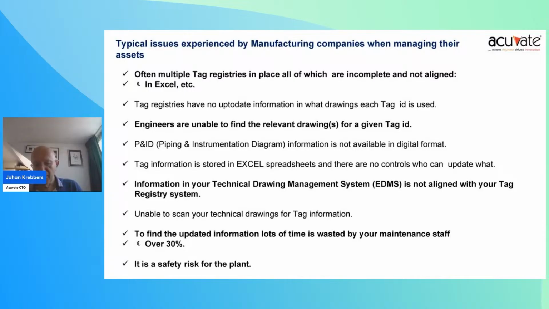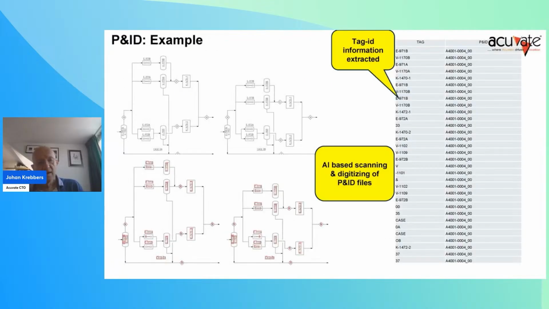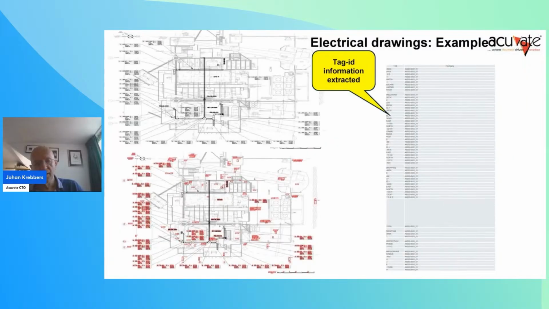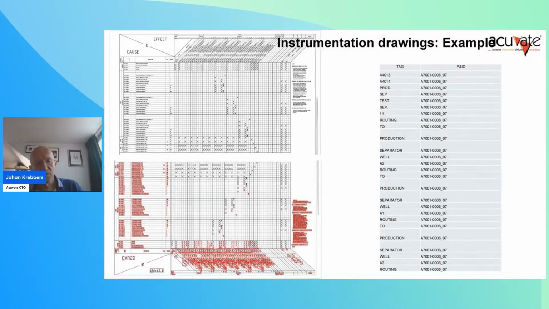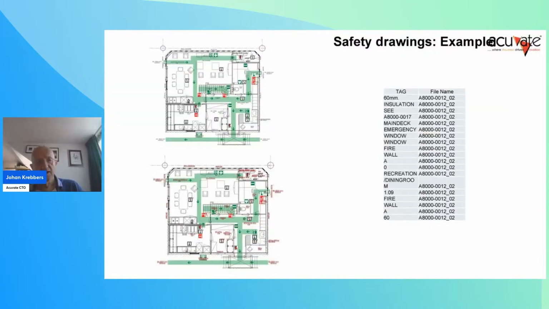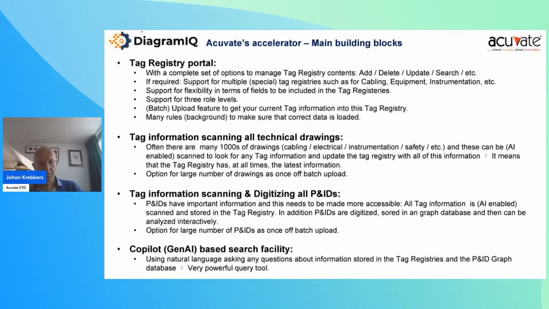So therefore, we have developed what we call Diagram IQ, another accelerator. And here are examples of these drawings. This is a P&ID drawing, piping instrumentation diagram. On the top left, you see the native drawing, and on the right, you see all the information we've scanned from that drawing. This is the same for electrical drawings, instrumentation drawings, and safety drawings.